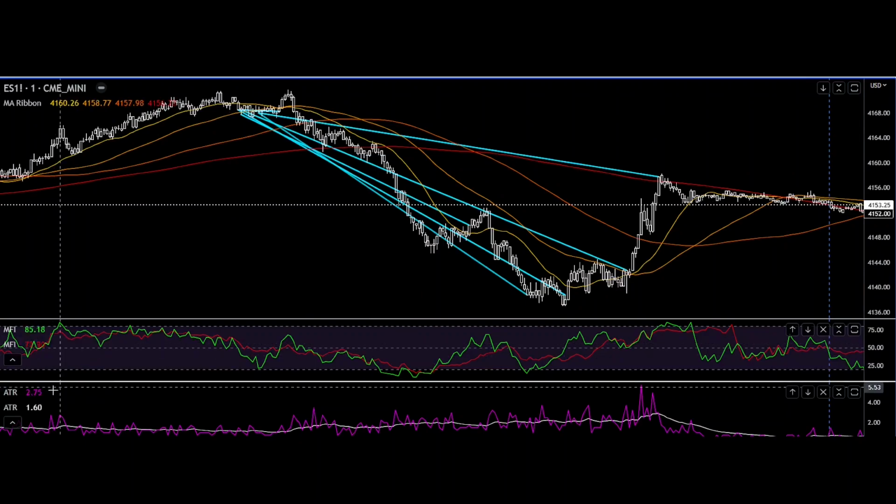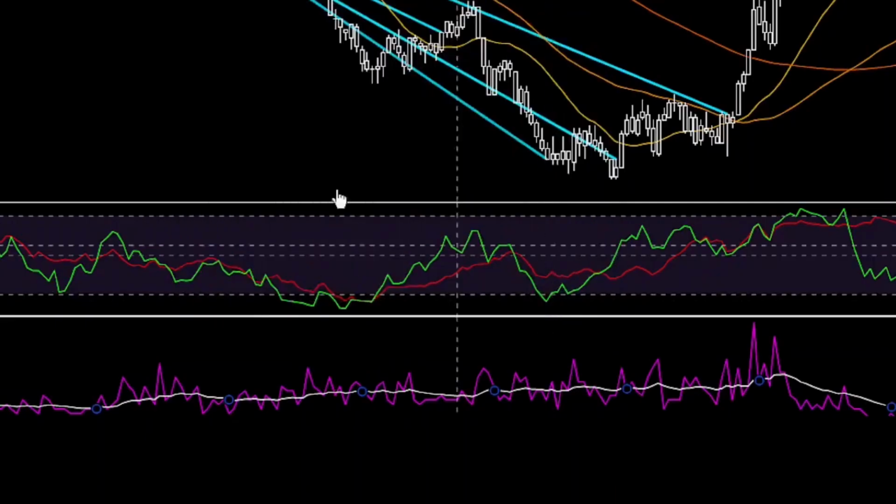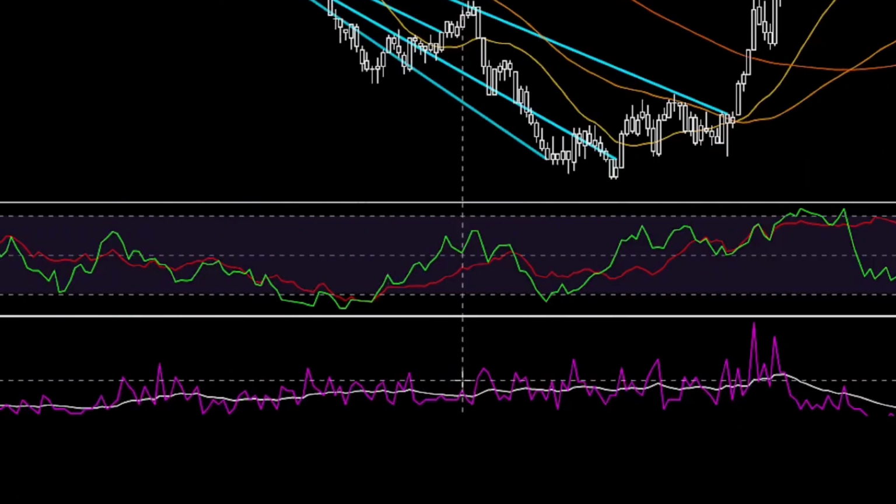Furthermore, we have an average true range indicator at the bottom. We have the very fast one set to 1. This will give you a bar by bar representation of relative movement over time. Then we have an average on that average true range of 10 to let us know which bars are larger or smaller than the others in that trend.